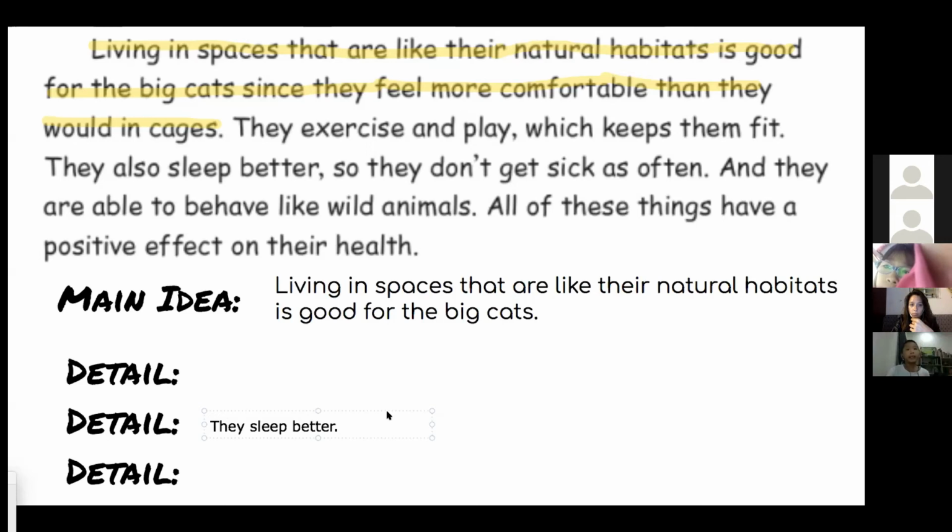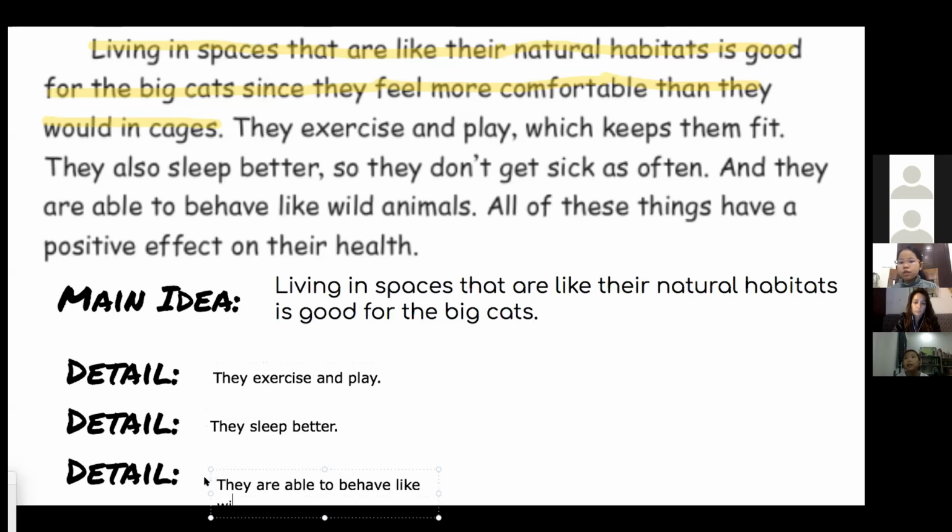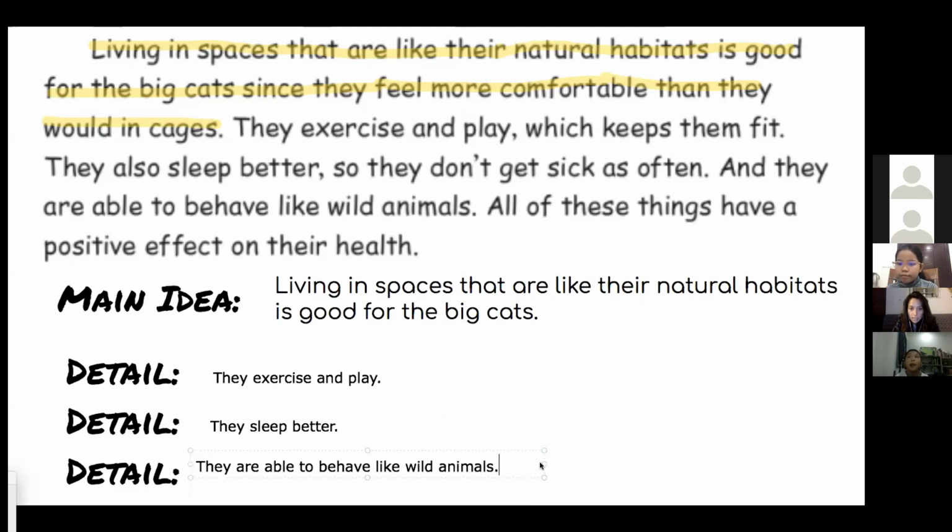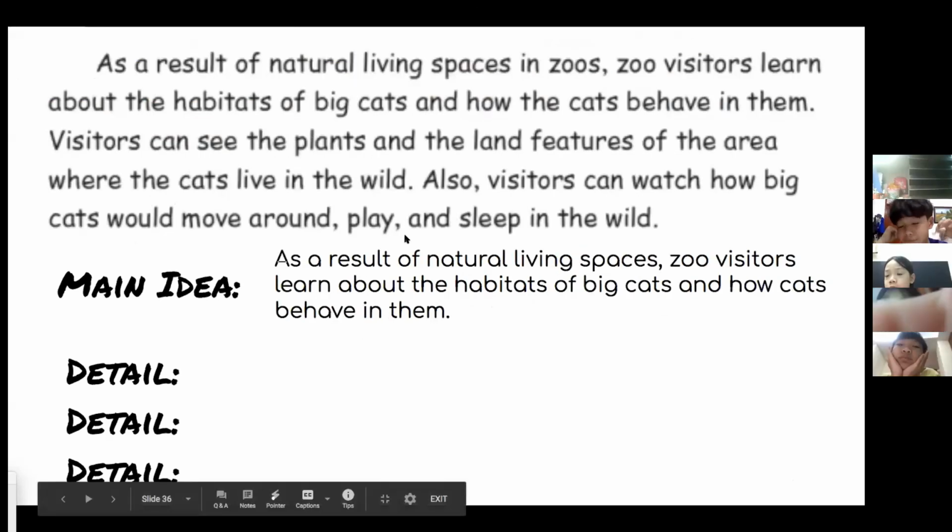They exercise and play, which makes them fit. Okay, they exercise and play. Good job. That also tells about it. And Lily, what's our other one? They are able to behave like wild animals. Excellent. Okay, so these are 3 details that all tell more about our main idea. All right, easy. Okay. So this is our second body paragraph.